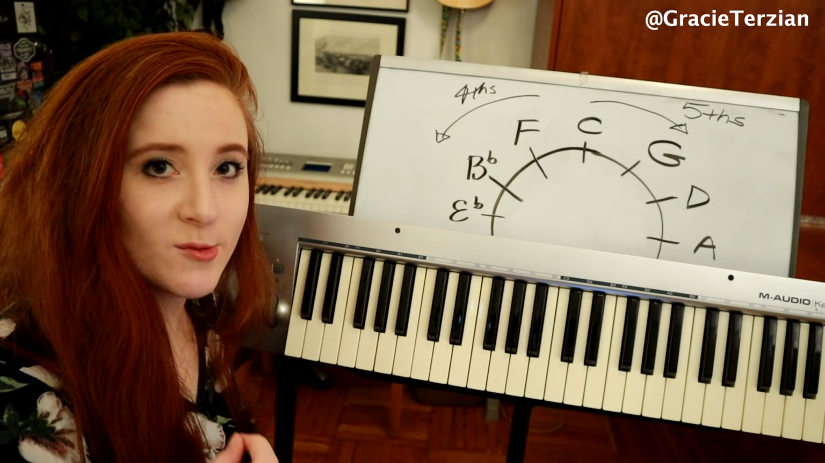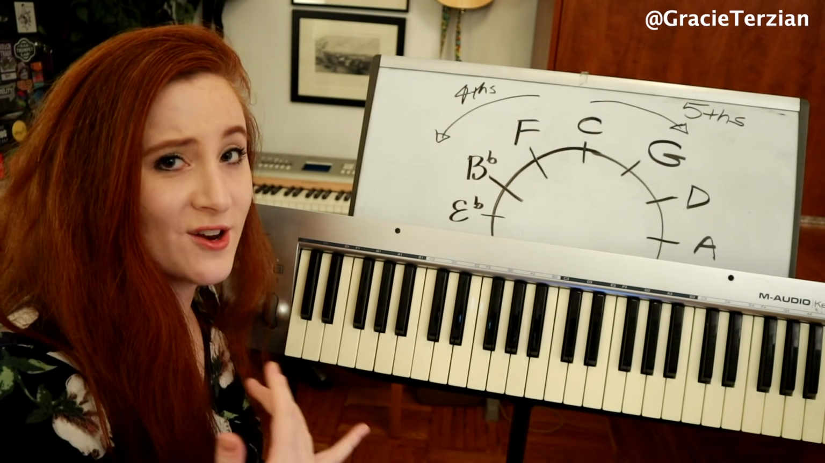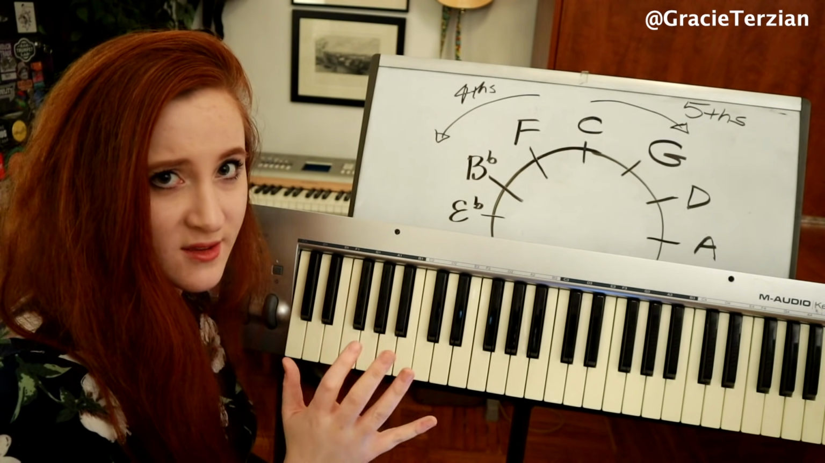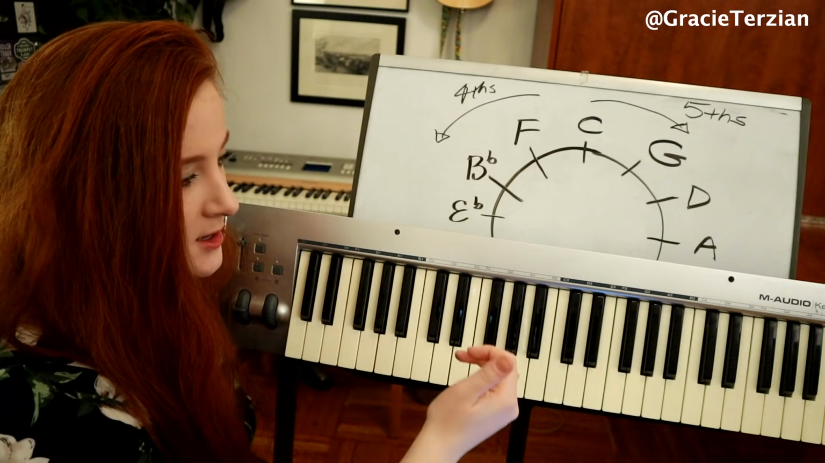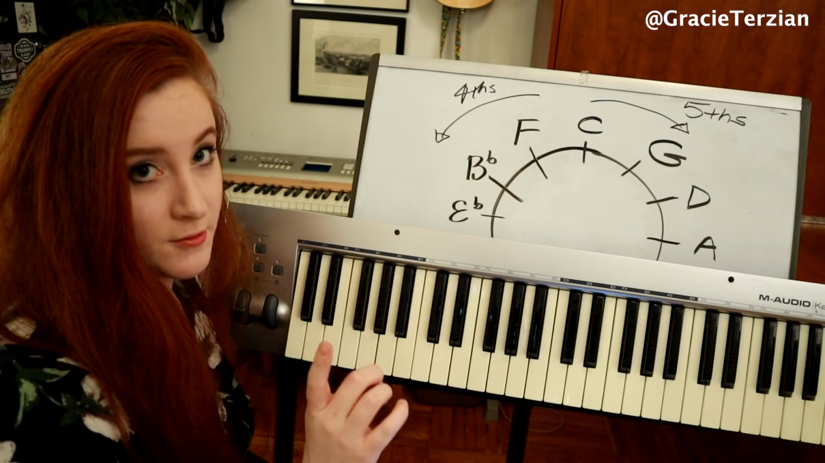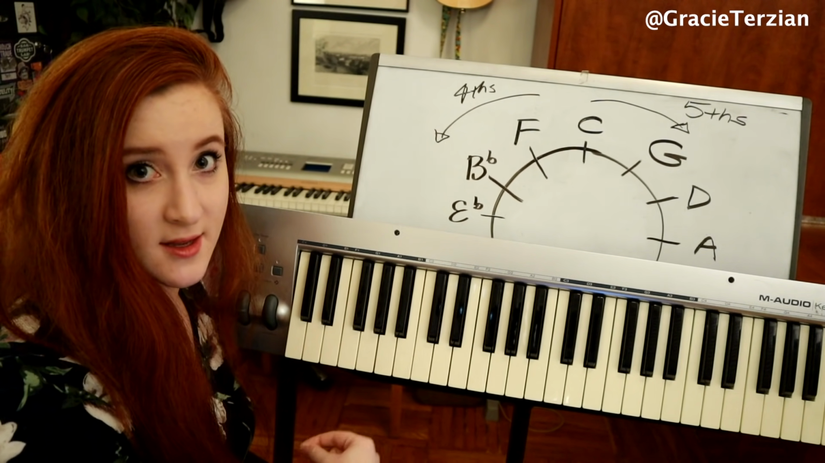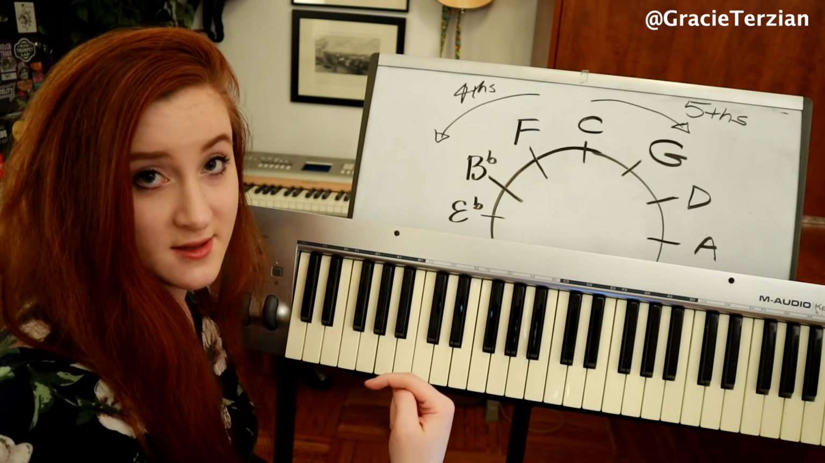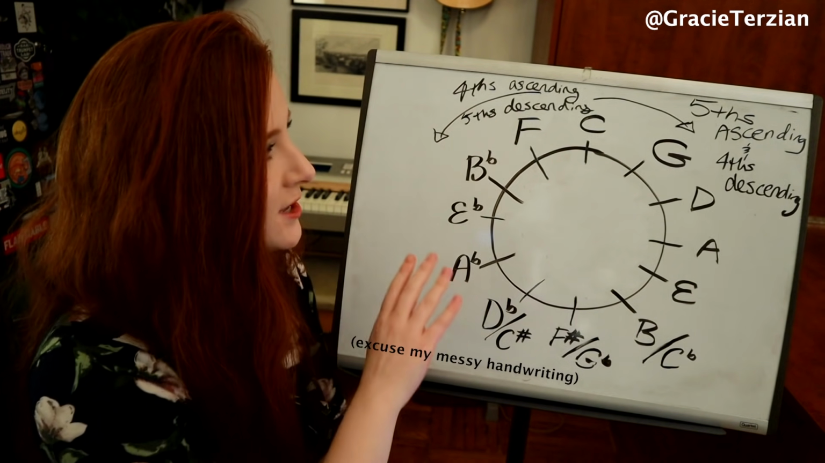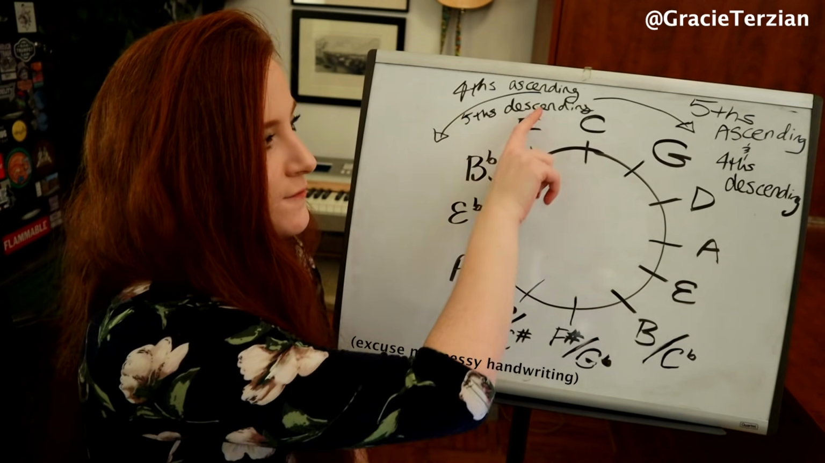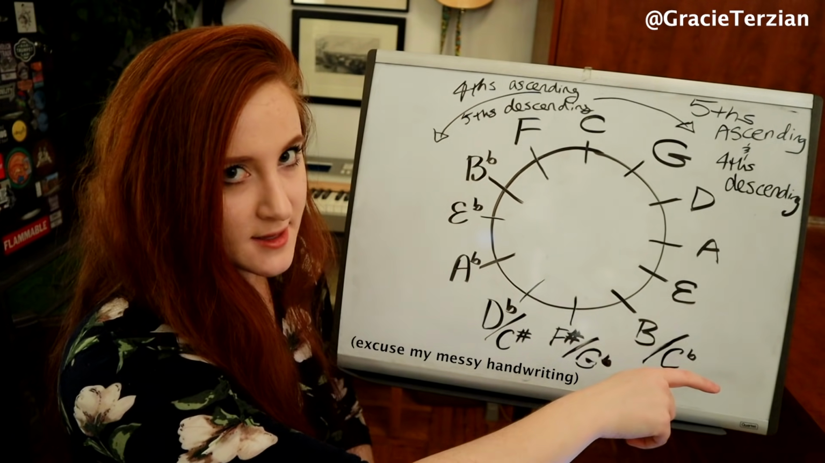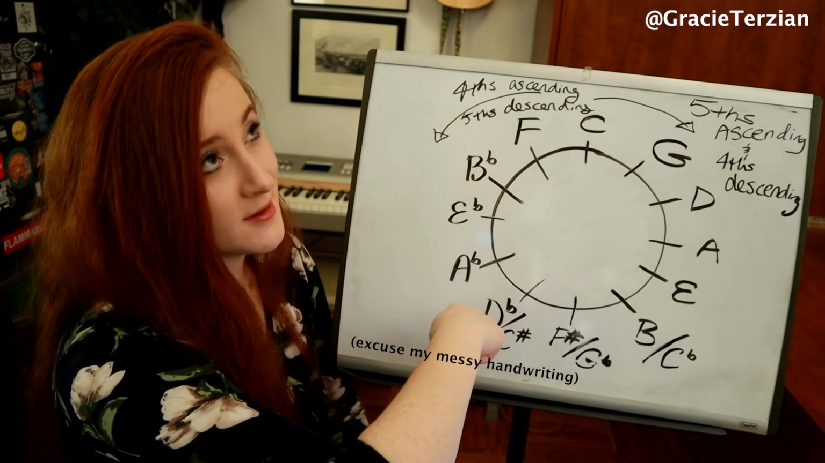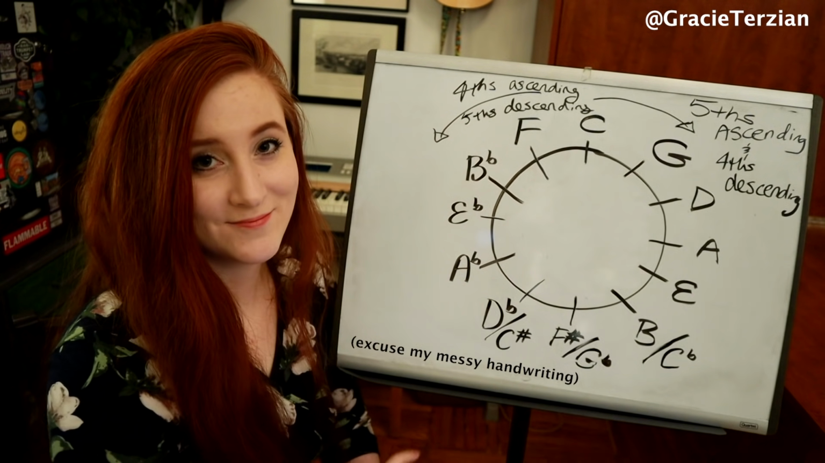I'm actually planning on making a video very soon about intervals, so we'll go into more detail about this in that video. But it's important to understand this, that when we move between 2 notes, it really does matter if it's ascending or descending, because it's going to be a different distance between those 2 notes. So basically when we move clockwise, we move in fifths ascending and fourths descending, and when we move counterclockwise, we're moving in fourths ascending and fifths descending.